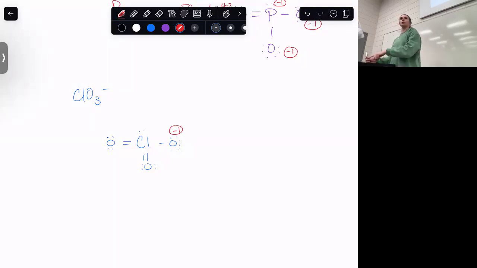In this case, how many other resonance structures can we draw with this structure here? We are always going to have 2 double bonds and 1 single bond. How many other structures can we draw? It'd be 2 other ones, right? So we would have 3 total.